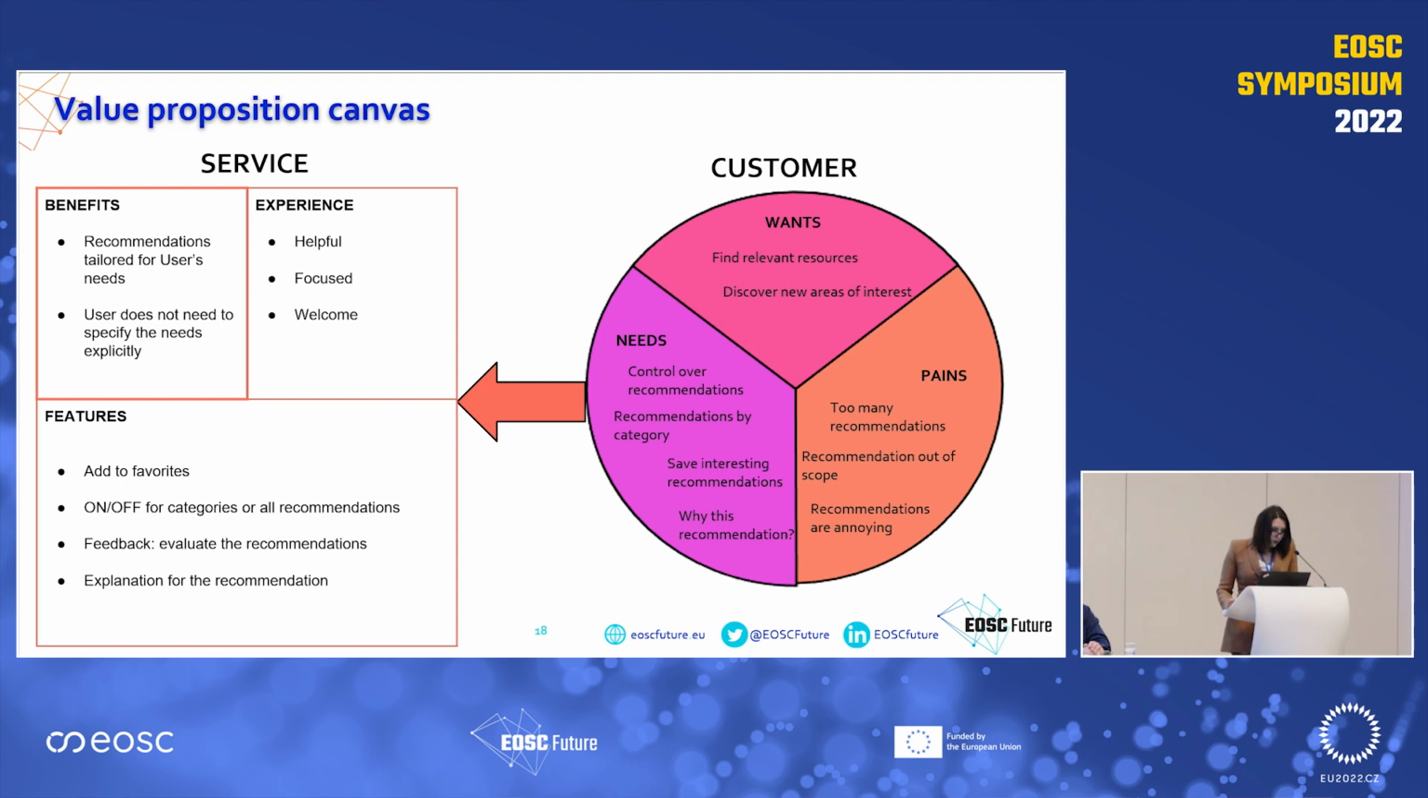So in the value proposition canvas, again, there is an overlap here with the dashboard somehow. They want to control the recommendations. They want actually the recommendations to be made by category. So recommendations in data, recommendations in publications, recommendation in whatever service. They want to save or to add to favorites the interesting recommendations. And they also, again, want to know why this is a recommendation.